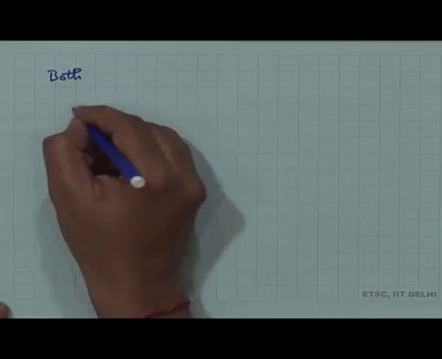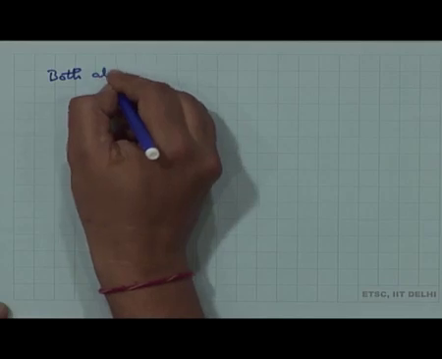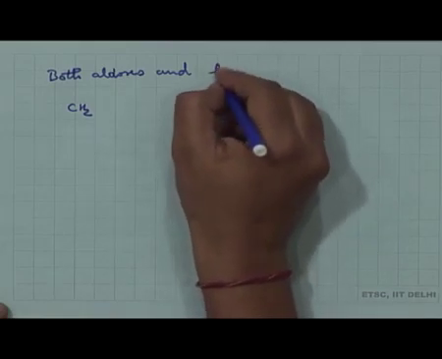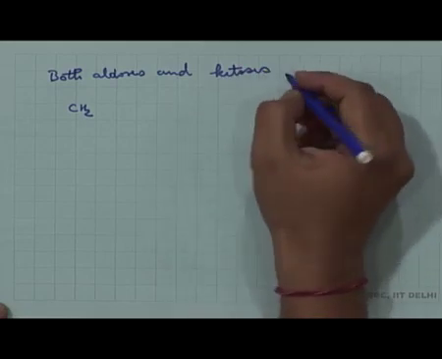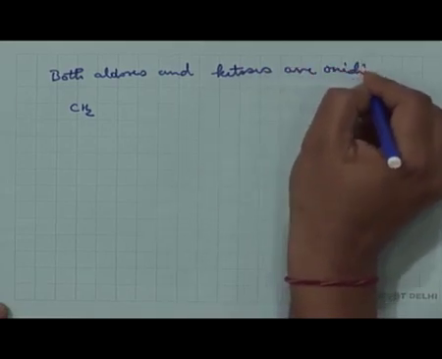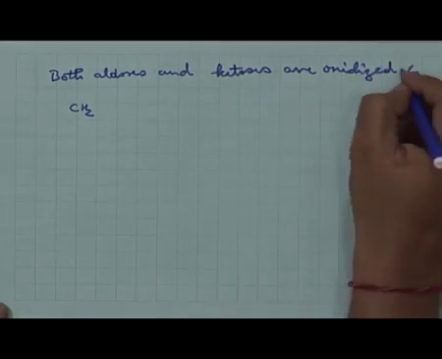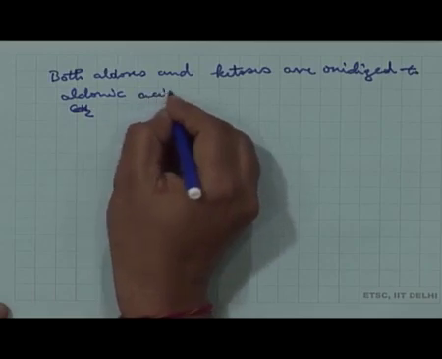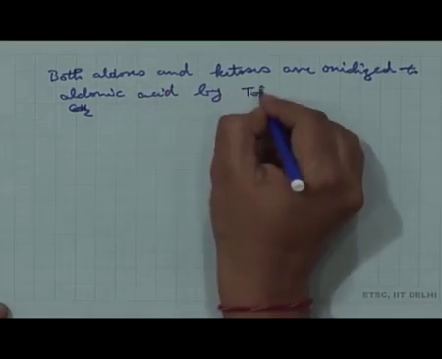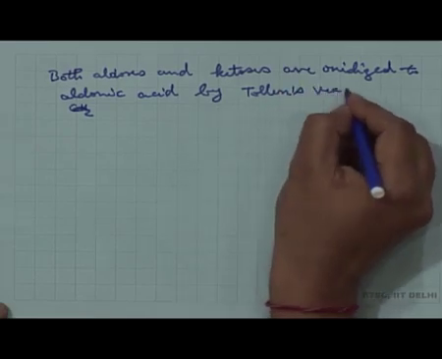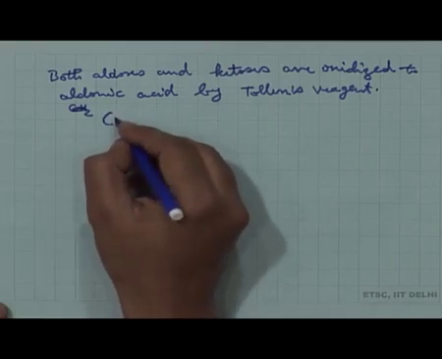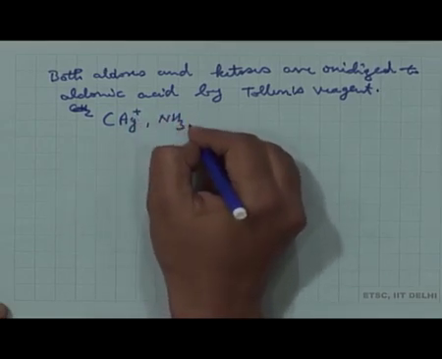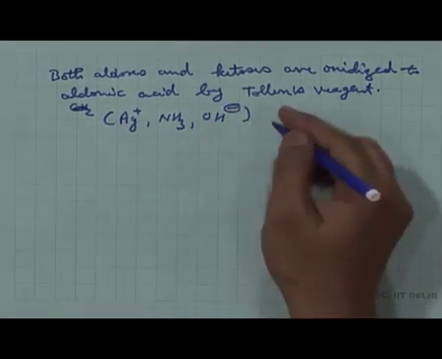So, both aldoses and ketoses are oxidized to aldonic acid by Tollens reagent. What is Tollens reagent? Ammoniacal silver nitrate, Ag plus, NH3 and OH. Ammoniacal silver nitrate is what we say the mixture basically contains.